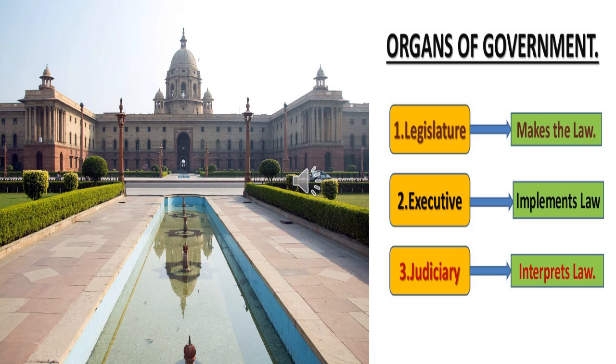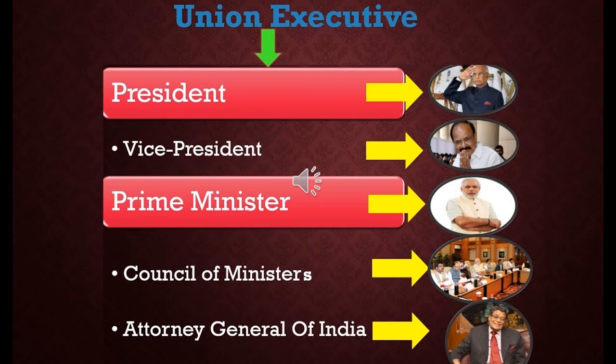The central government consists of three organs, namely union executive, legislature and judiciary. First, the union executive. So what do you mean by executive? The part of a government responsible for putting laws into effect.